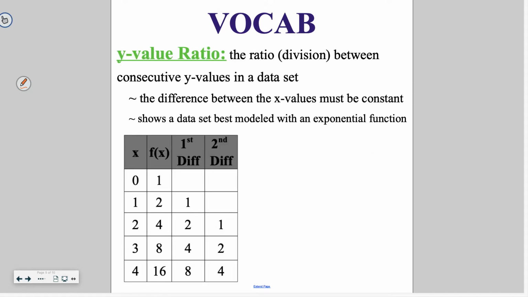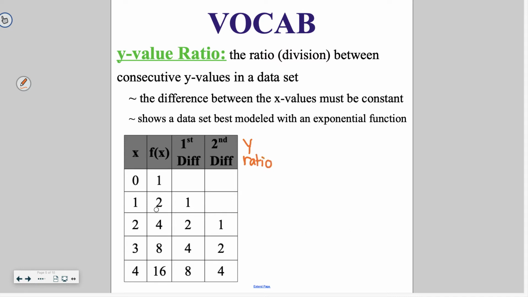The last thing is the y value ratio. So the ratio or division between the consecutive y values in a data set is constant. Again, it has to be consistent x values: 1, 2, 3, 4. We're going up by ones. When you're doing this, you're going to want to first check the first difference values, which I calculated here for you. So going up by 1, then 2, then 4, then 8. And then we would look at the second differences: 1, then 2, then 4. None of those match.